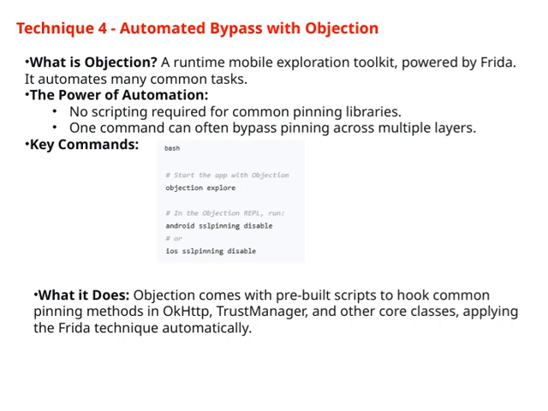Specifically, under Technique 4, we're talking about automated bypass with Objection. This approach is designed to streamline the process and allow us to quickly and effectively bypass pinning protections without extensive manual scripting. It's all about making our work more efficient and less error-prone.